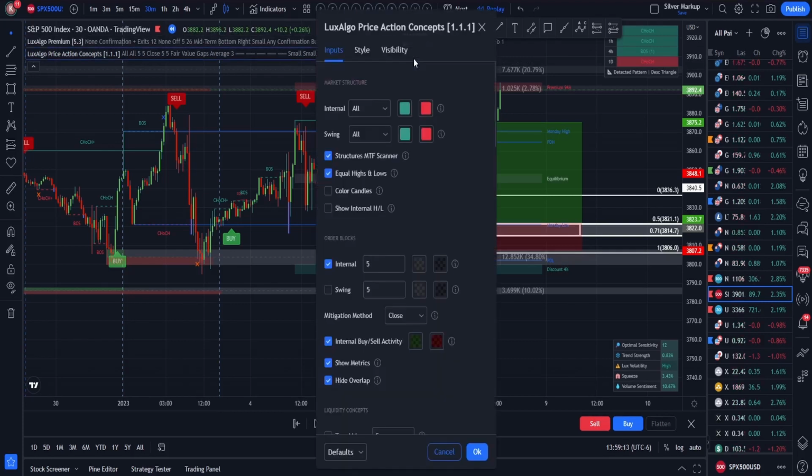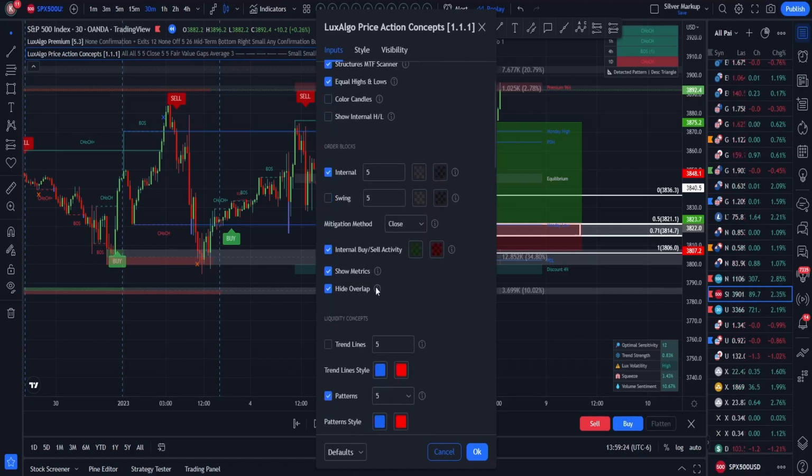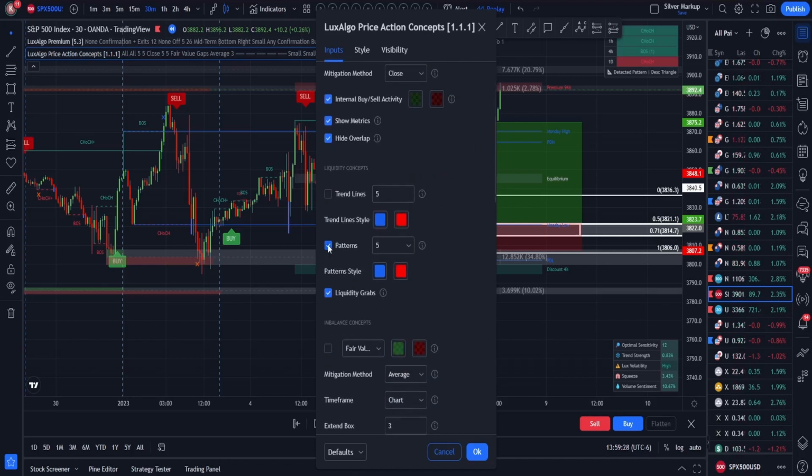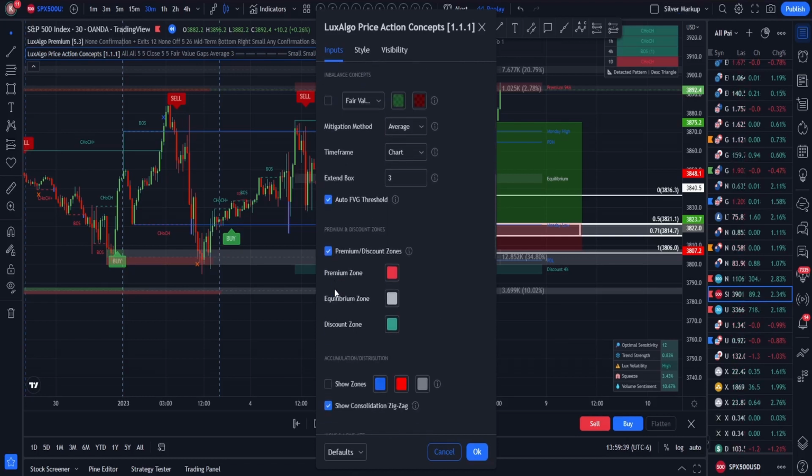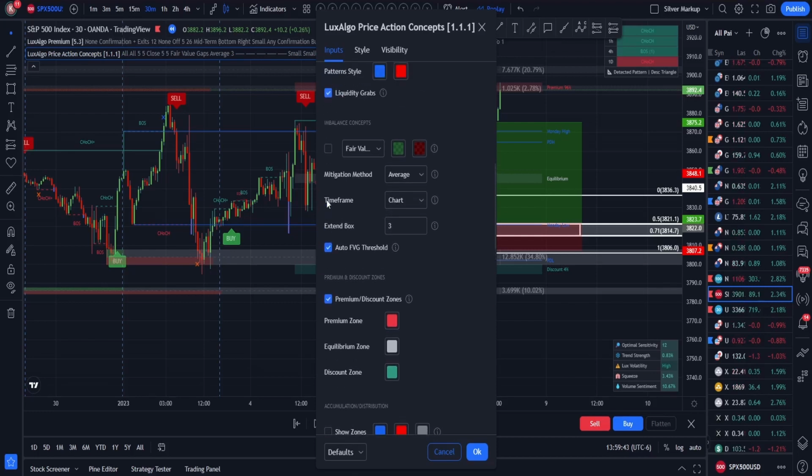And with the Lux Algo price action concepts, I use the multi-time frame scanner and the equal highs and lows. I have that checked for the order blocks, and for mitigation I leave that as a default. I do the patterns because they give me an idea of where to go in the market, and liquidity grabs are going to be huge. That's where the discount and premium comes from. So you've got your discount and premium, and you've got your fair value zones here.